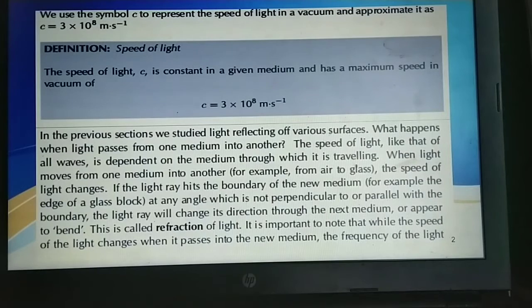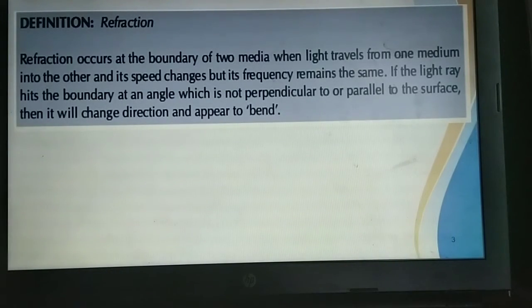So we say this is what you call refraction. It is important to know that while the speed of light changes, the frequency of the light remains the same. So it is only the speed which is changing in this case, but we don't have the frequency of the light changing, because still we're dealing with the light.